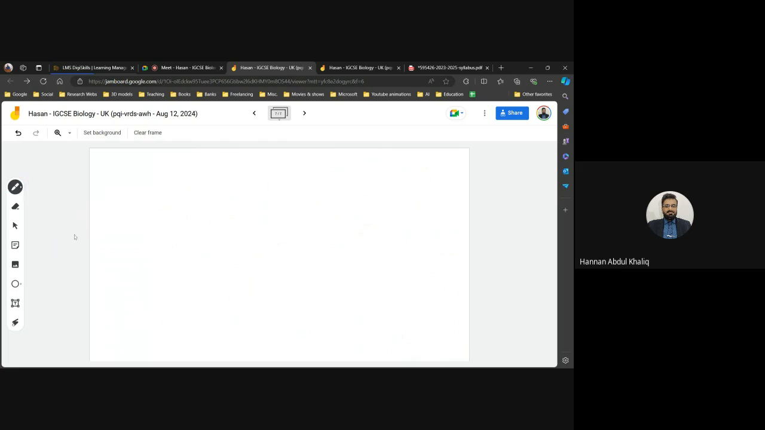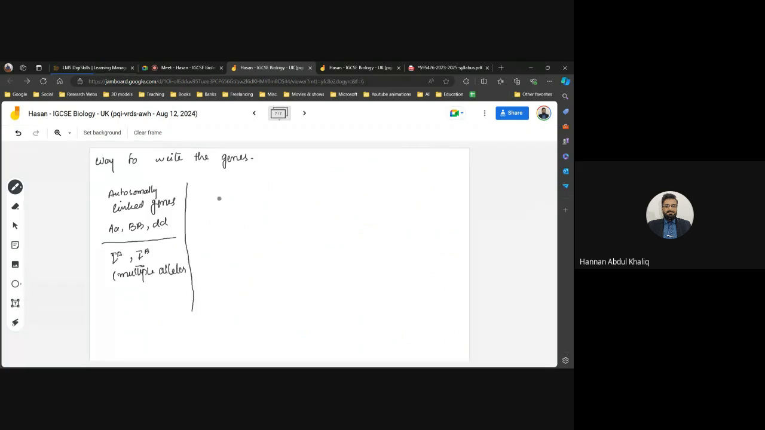Okay, first of all, the way to write the genes. How do we write autosomally linked genes? We mostly write them like AA, BB, DD, like this, isn't it? Or maybe we also can write them IA or IB to show multiple alleles, isn't it? Yes. But these are autosomally linked. What about the sex linked genes?